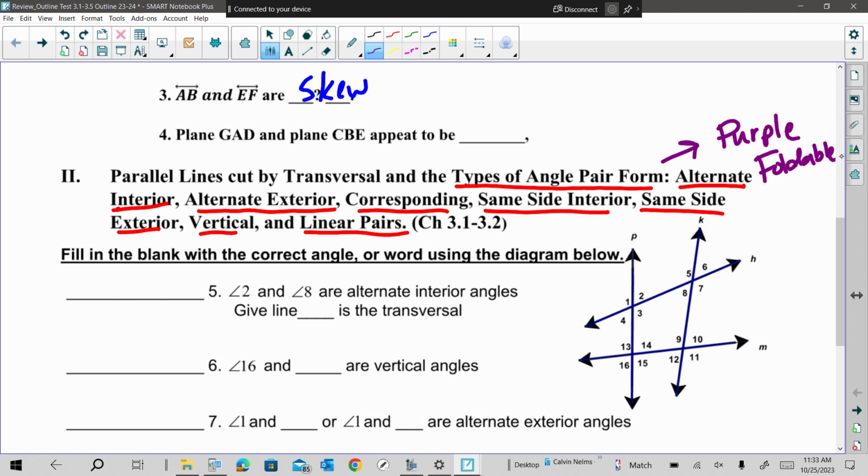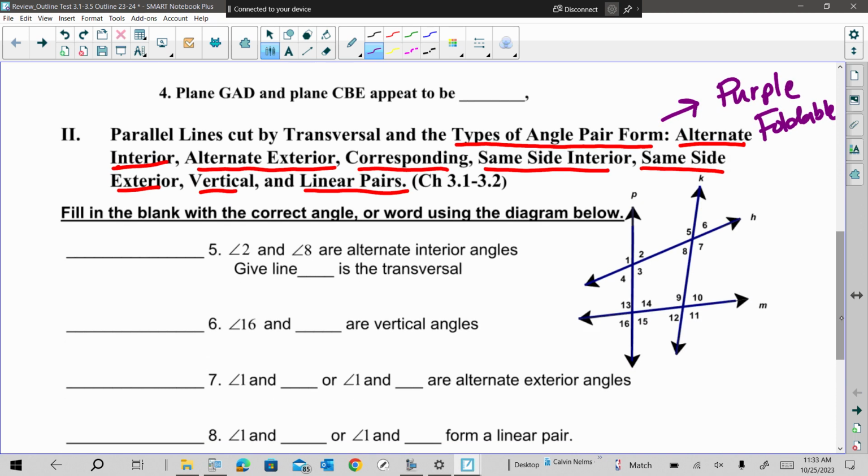So on this diagram, there are 4 lines. We're just going to complete the statement. On number 5, it says angle 2 and 8. So I just look at 2 and 8. They are alternate interior angles given which line being the transversal? This would have to be H. So you can fill it there, or you can put the H to the side of the number. Okay, the answer is H.